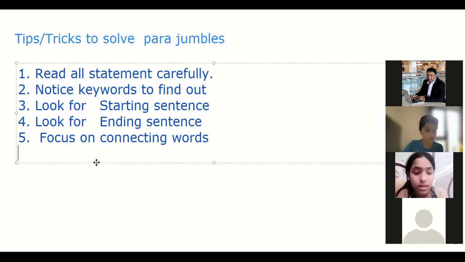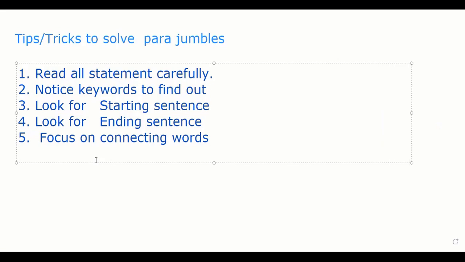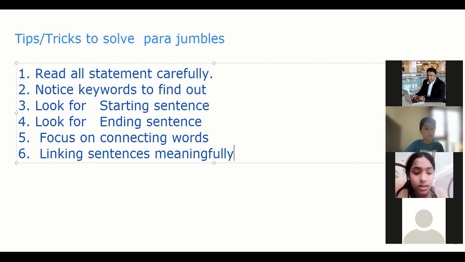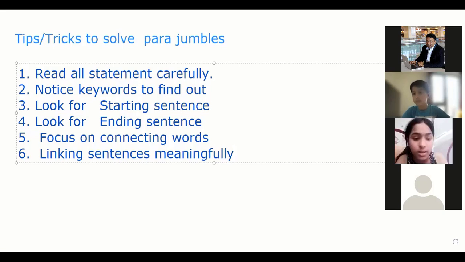So these connecting words can be, most of the time, adjectives or pronouns. So you have to look for the special word. And the most important thing is linking sentences meaningfully. That is the main thing. You have to meaningfully link them. That will decide the order. Okay. So I'll give you one example which is very simple before going to do a more difficult example.